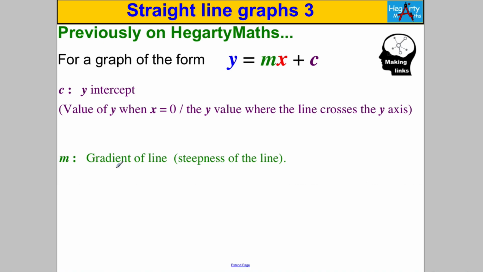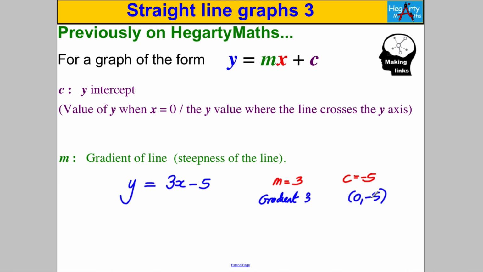So just to give you an example, suppose I had the line y is equal to 3x subtract 5. That's in that form where m is 3 and c is negative 5. What is that telling us? M being 3 is telling us that the line has gradient 3. As you go to the right by 1, you go up 3. And c is telling us the y-intercept, so the graph goes through the point 0, negative 5. When x is 0, y is negative 5.